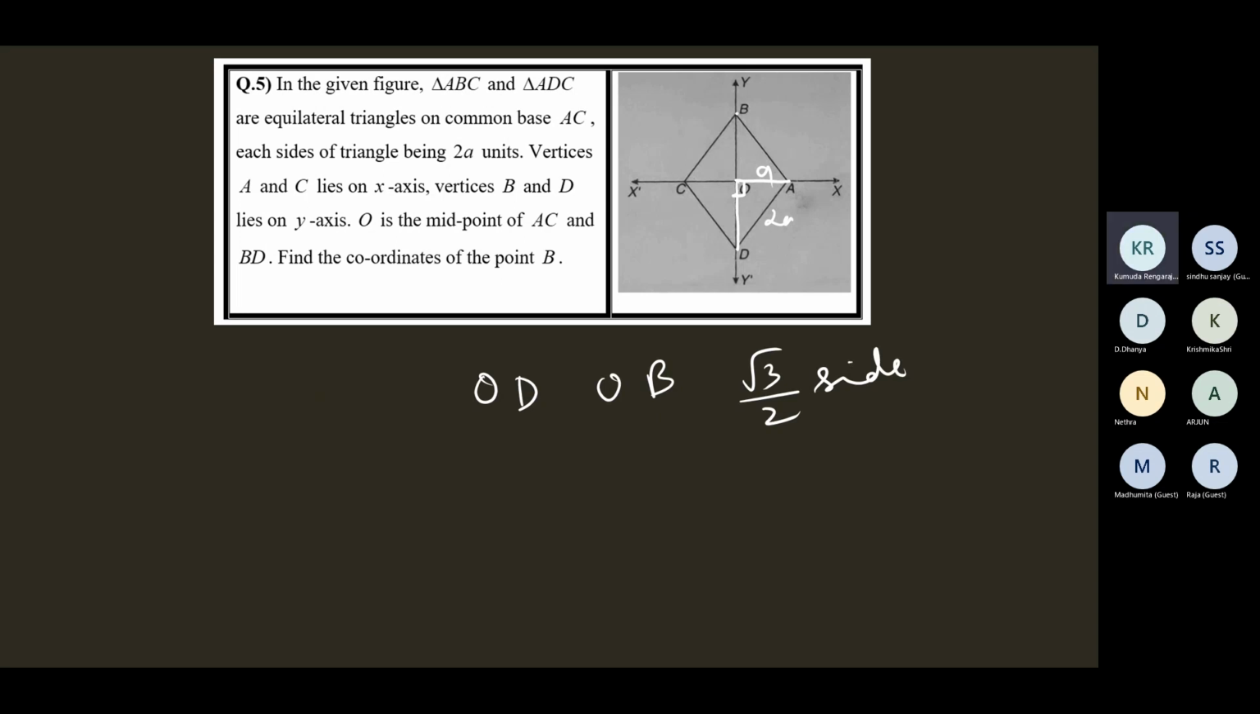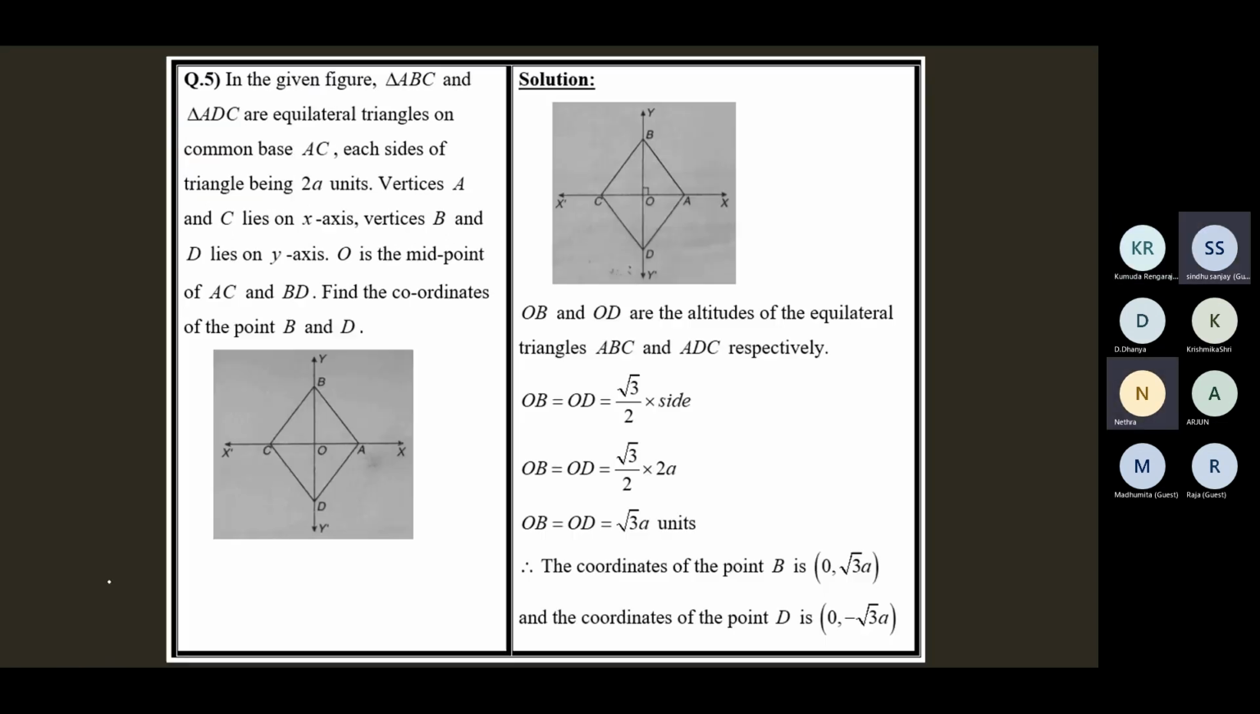Since the points lie on the y-axis, the x-coordinates will be 0. This is the positive side of the y-axis, so it will be only root 3a. This is the negative side of the y-axis, so it will be minus root 3a. Am I clear, children? Yes, ma'am.